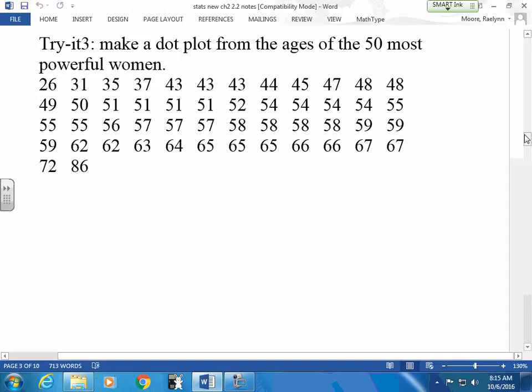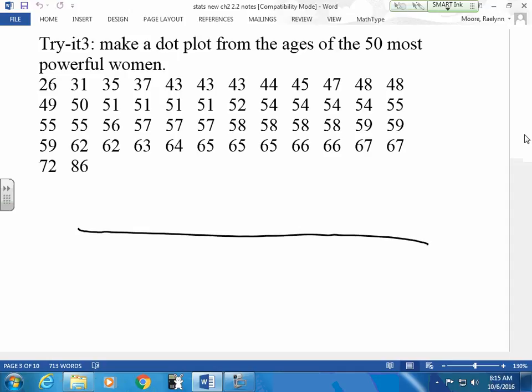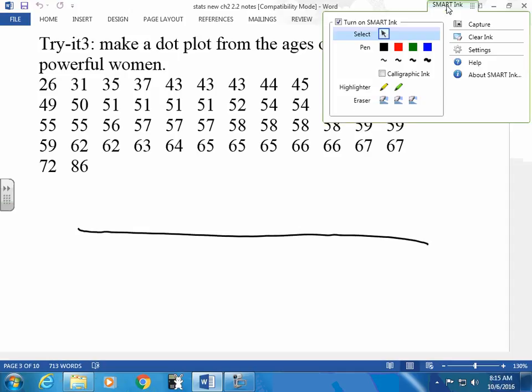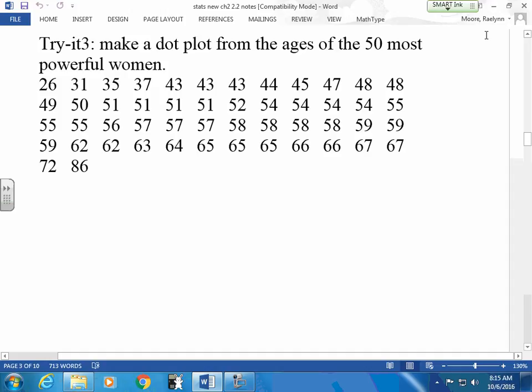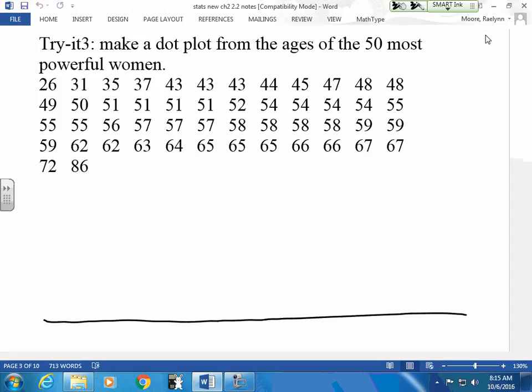We do a dot plot. We try one of each. So let's make a number line. What does my number line have to go from? Oops, we might as well make it a little bit lower because we have a very large 5. What does this have to go from? 20 to 90.